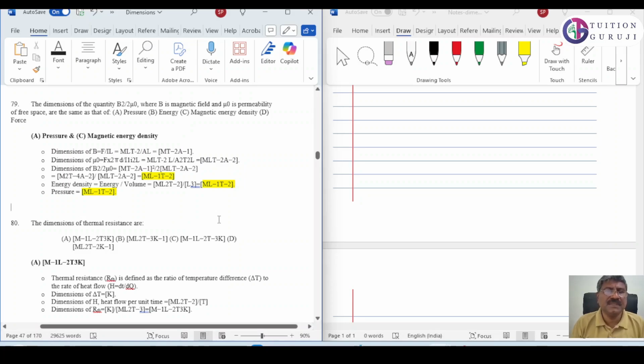The dimensions of the quantity B square by 2 mu 0, where B is magnetic field. It's B square.